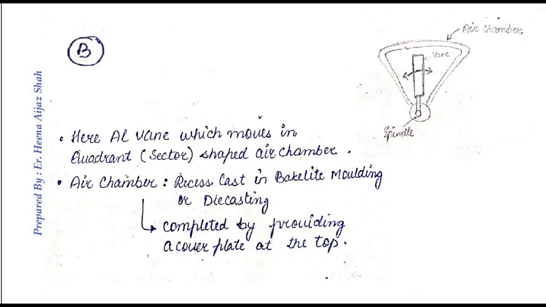Now this figure shows another way by which air friction damping can be provided. As you can see, the vane is free to move in a sector of an air chamber. The principle is the same: there will be a difference in pressure and there will be opposition, and it will be able to damp the oscillations. The only difference is that here the vane moves in a sector of air.